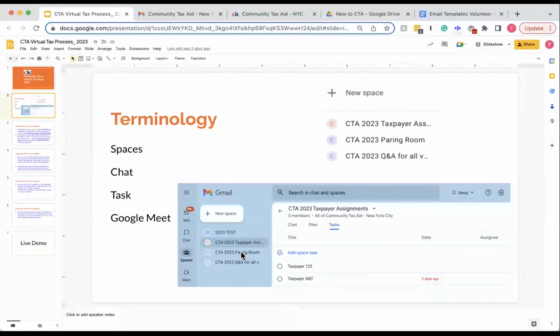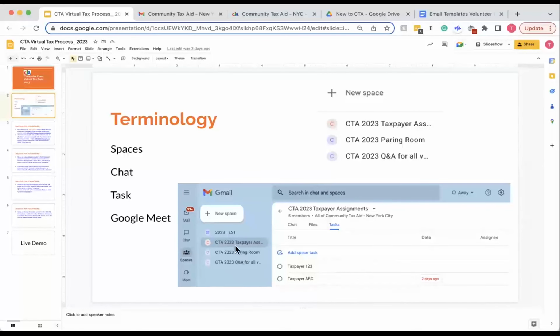The pairing room. Emil mentioned during his training that you can pair with someone if you are more comfortable doing the interview and you don't want to do the tax software portion. You can go to this space, put a chat in there and say, hey, I'm doing taxpayer 123's interview, is there anybody that can do the computer input? And somebody hopefully will say yes. You have to make sure that you mark who's doing the computer input in the taxpayer assignment room, because the managers and assistant managers want to know who's working on all the returns.